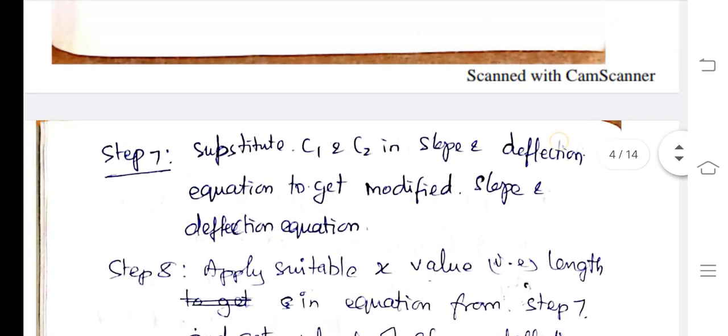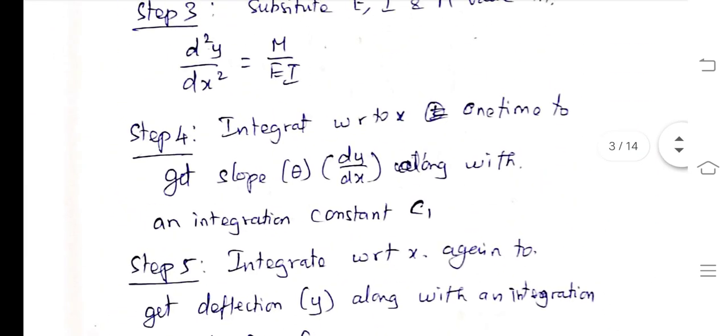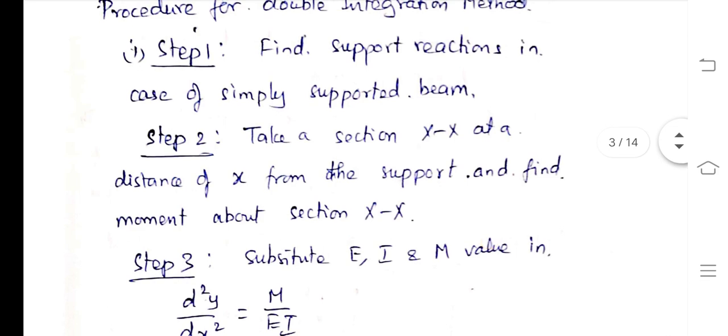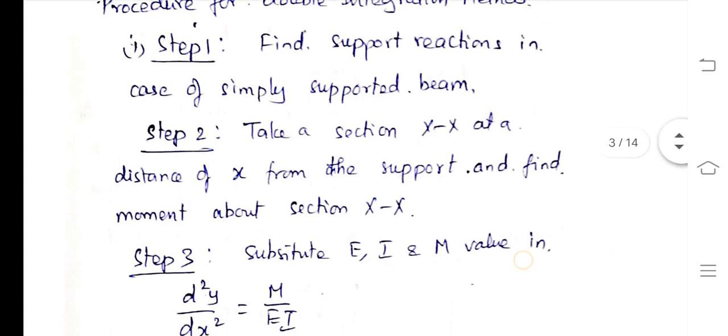So this is the standard procedure for finding them. This is the procedure for the double integration method and also for the Macaulay method.